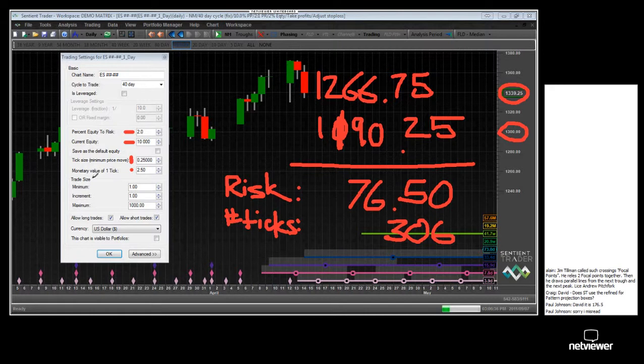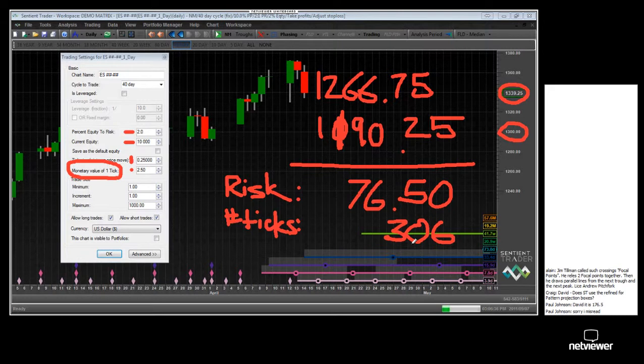You have said in your trading settings, and here it is right over here, that one tick is 0.25. So how many ticks are you risking? You are risking, I believe, 306 ticks. 76.5 multiplied by 4, basically, because there are 4 ticks to every one unit of price.